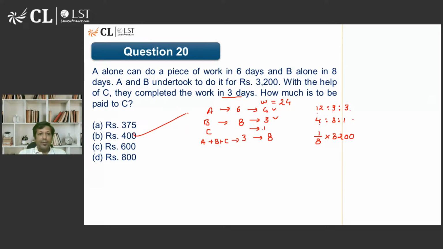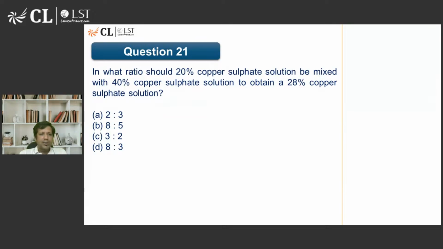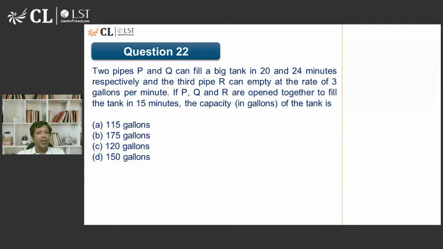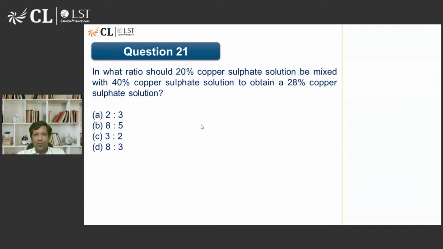Okay. Now let's move on to the next question. What does it say? It says, in what ratio of 20% copper sulfate. So we have 20% copper sulfate. Then we have 40% copper sulfate. And we are making 28% copper sulfate. So this comes out to be 12. This comes out to be 8. So in which ratio should they be mixed?